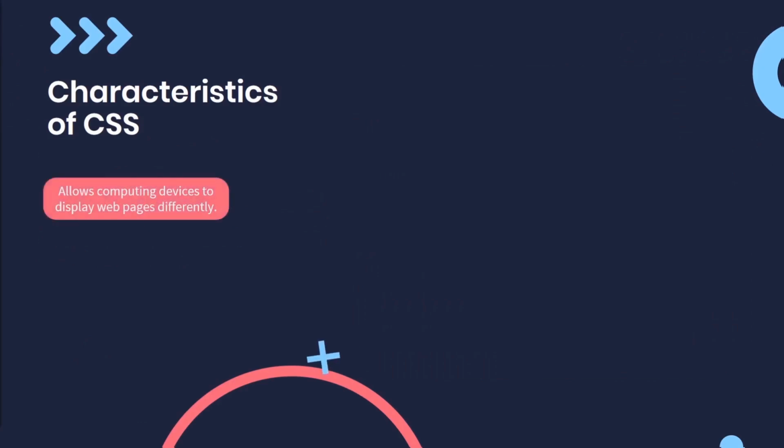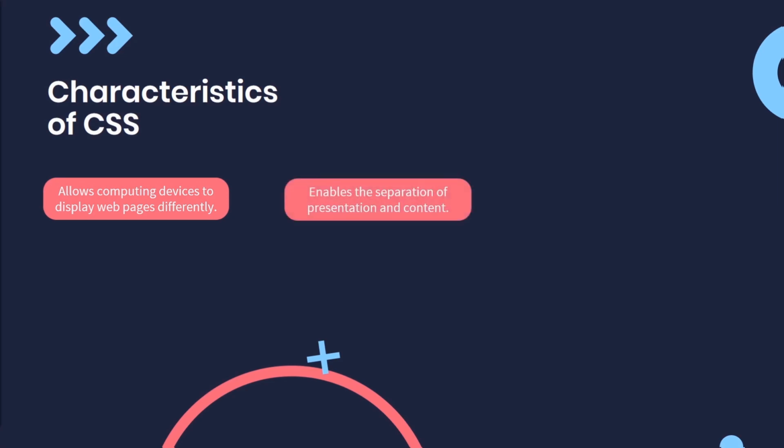Well, first of all, when it comes to various device sizes or the actual screen size of a device, CSS allows computing devices to display every website differently, or every web page differently. I refer to this as responsiveness. So a small screen on a mobile device is not going to look exactly the same as that of a laptop or desktop computer. Okay.